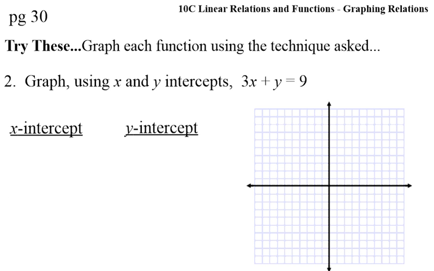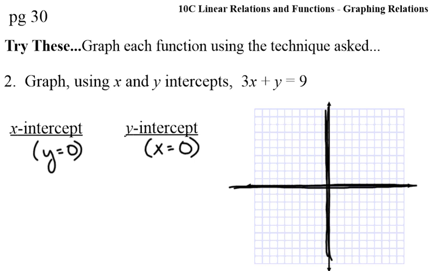But let's take a look at example 2 there on that page. Graphing 3x plus y equals 9, x and y intercept. X-intercept, what do we know? If we hit the x-axis, our y value has to be 0. We haven't moved up or down. But to hit the y-intercept, y-axis, our x has to be 0 because we haven't moved right or left. Those are the 2 values that I'm going to use to come up with my points.